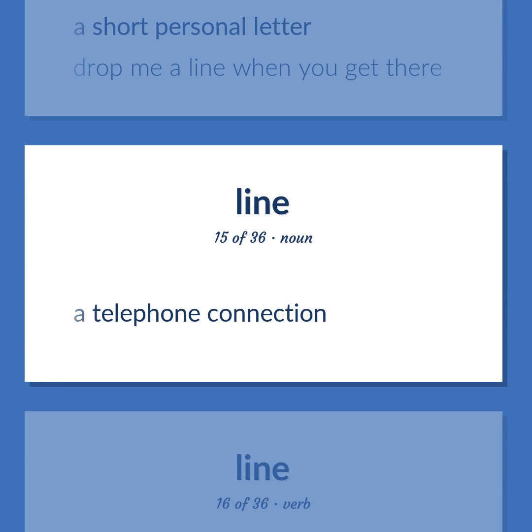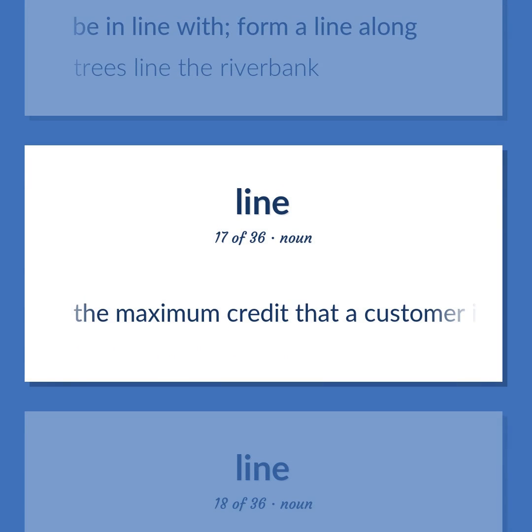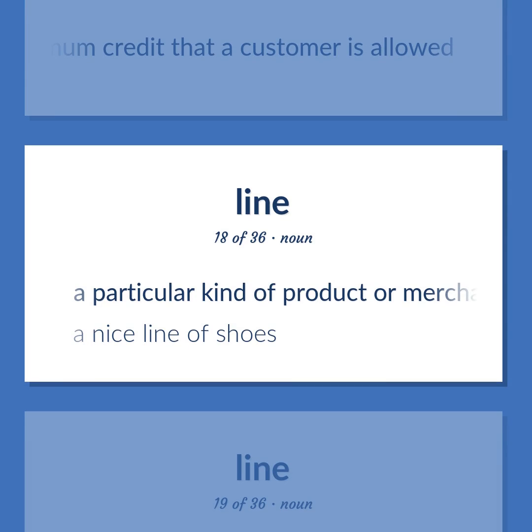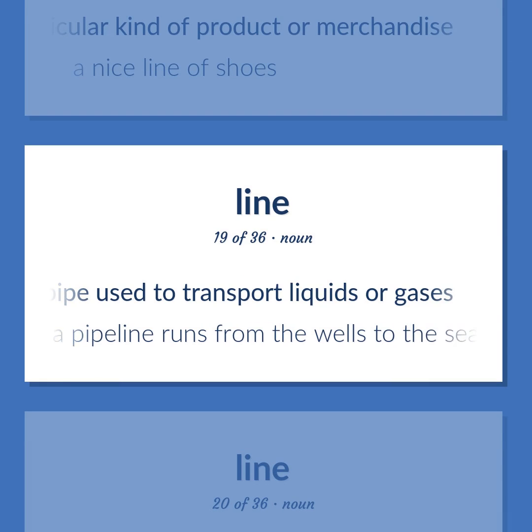A telephone connection. Be in line with, form a line along. Trees line the riverbank. The maximum credit that a customer is allowed. A particular kind of product or merchandise. A nice line of shoes. A pipe used to transport liquids or gases. A pipeline runs from the wells to the seaport.